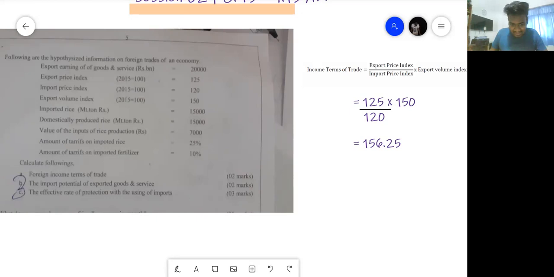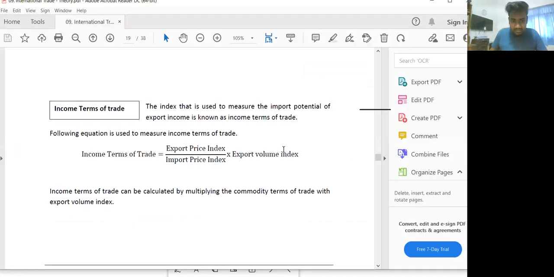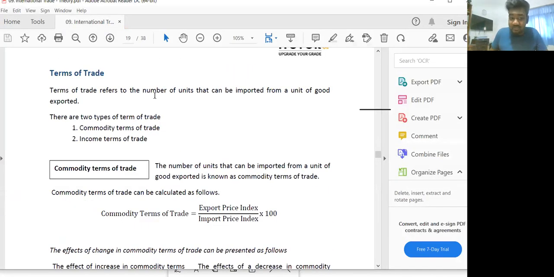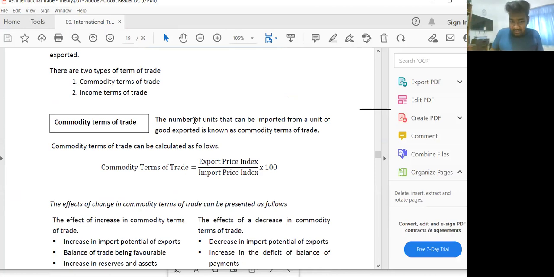Now, if you all look at this, guys, I will just share a part of my tute. Terms of trade measures the number of units that can be imported from a unit of good exported. In commodity terms of trade, we say the number of units that can be imported from a unit of good exported. So what is this? Your import potential. That means from one unit that you export, how much of goods you can import.